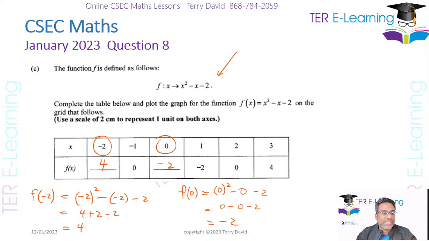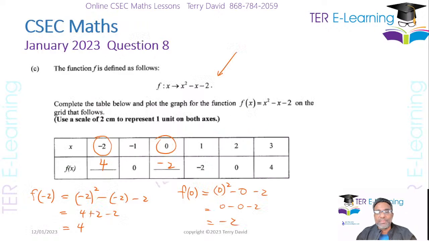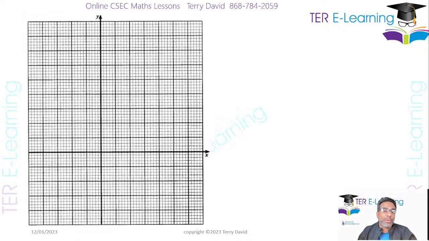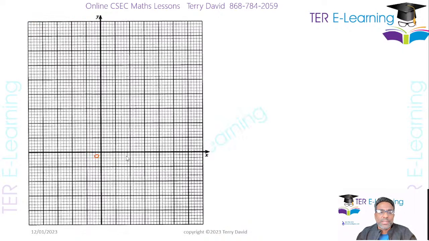So we're getting some marks just to complete the table. And I noticed they gave a lot of marks to draw the graph. They said using a scale of 2 cm to represent 1 unit on both axes, so we have to follow the same scale they want us to use. So this is 0, and 2 cm to 1 unit. So this is going to be 1 here, and this is going to be 2 here.